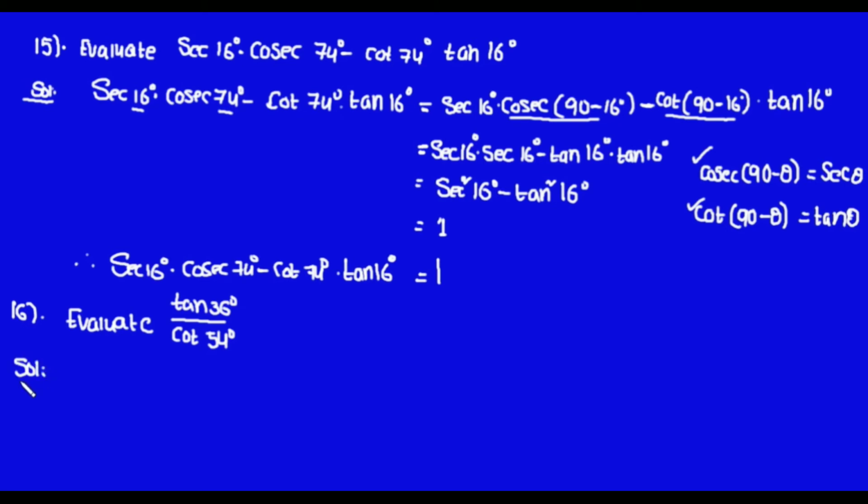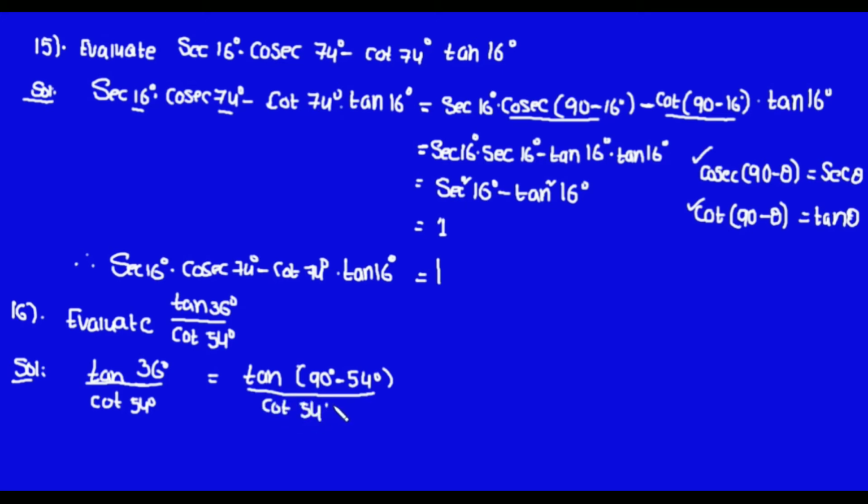Solution. First we are writing the given problem, that is tan 36 degrees divided by cot 54 degrees. Here we can observe that the sum of these two angles is 90 degrees. So tan of 36 degrees can be written as tan of 90 minus 54 degrees. So we will get tan of 90 minus 54 degrees divided by cot 54 degrees.